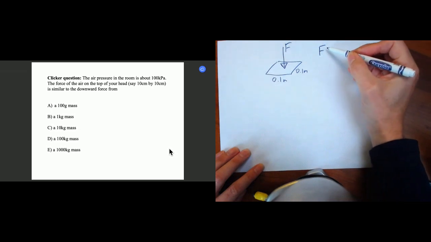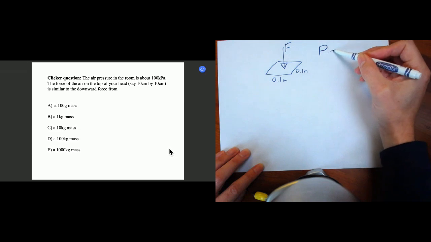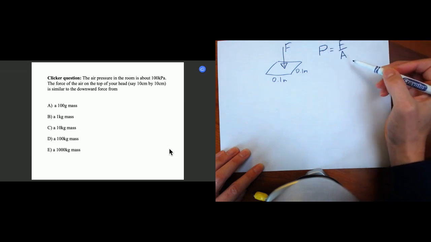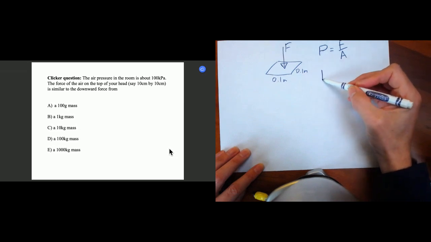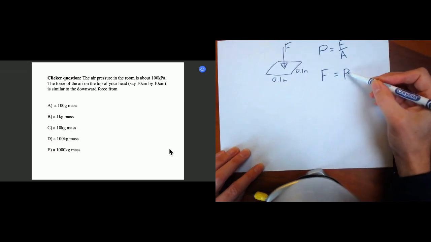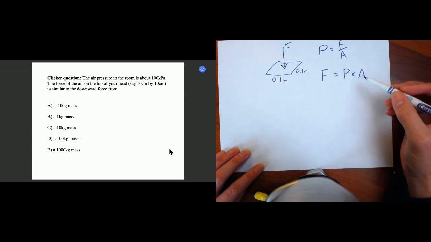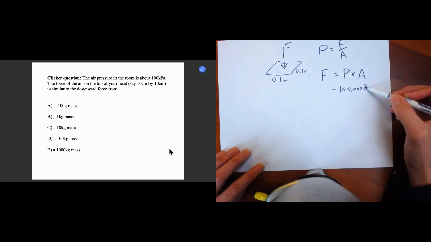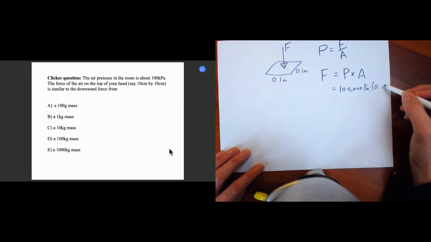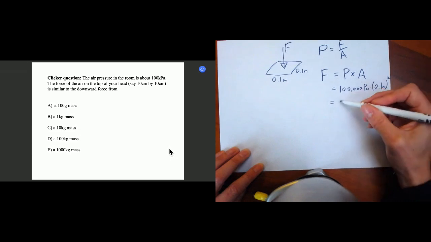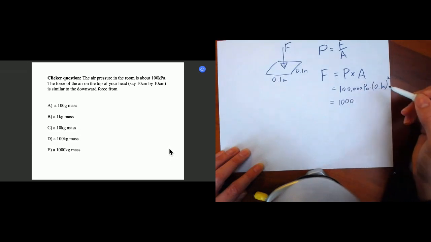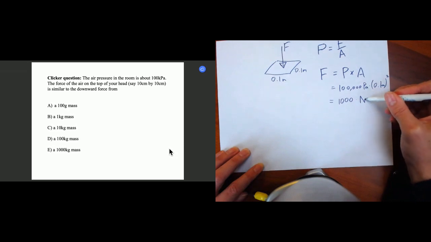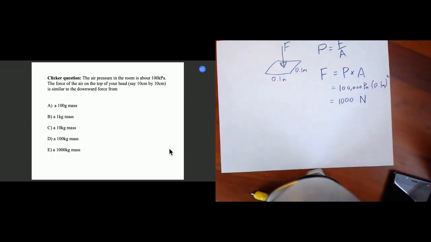So using our definition of pressure, we had P equals F over A. And so if we rearrange that, that tells us that the force is going to be the pressure times the area. And the pressure was 100,000 pascals. And then the area is 0.1 meters squared. And so altogether, you end up with 1,000 pascals times meters squared, which is newtons. So 1,000 newtons is the force that's pressing down on your head from the air in the room.